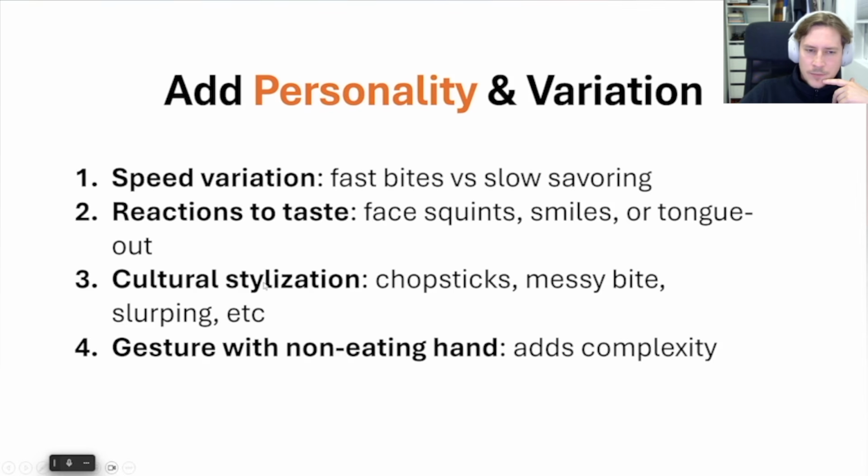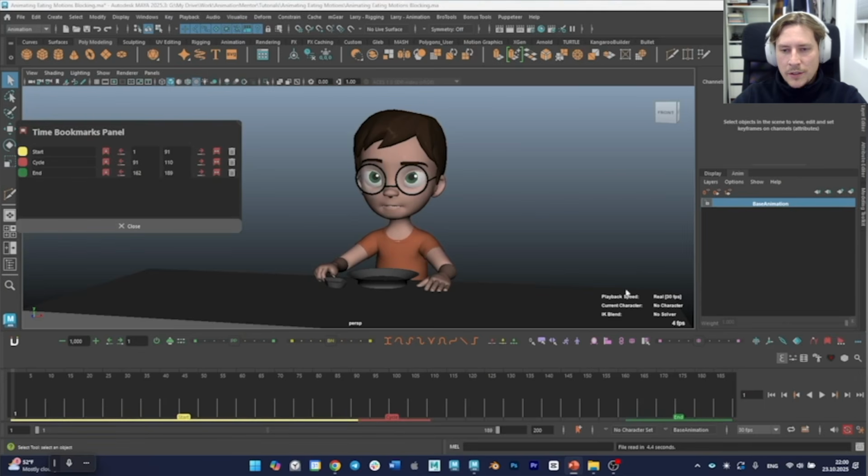Then there are the different ways you can eat, with chopsticks, with just hands, or anything else. And helping with the head can show it's really tasty, or that it goes off and I'm about to throw it out. All of those help with the reaction. And let's now jump straight to our animation.